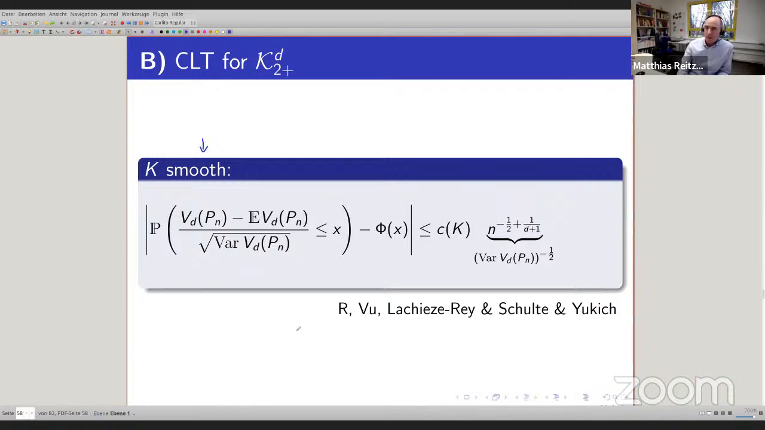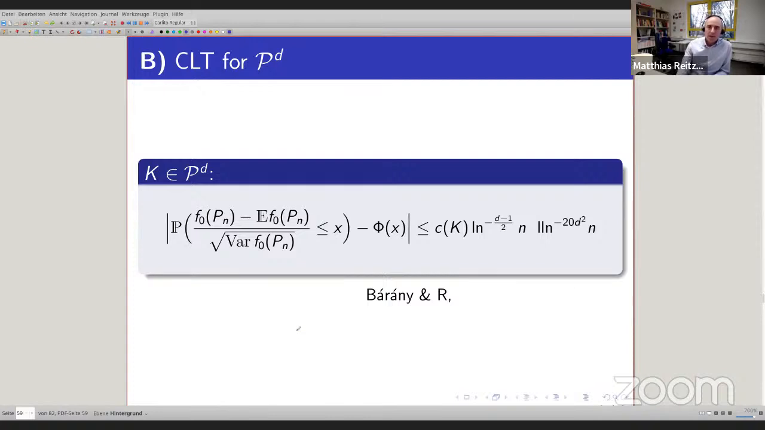If the underlying mother body is a polytope itself, then again the situation is much more complicated. Here, this is again what we want to have. This is the variance of f naught to the power -1/2. So this would be the optimal thing. And again, we get here something which comes from the floating body approach, which is an additional log-log error term. And it would be good to get rid of this additional log-log error term and get the optimal error term. And in the planar case, we can do that.